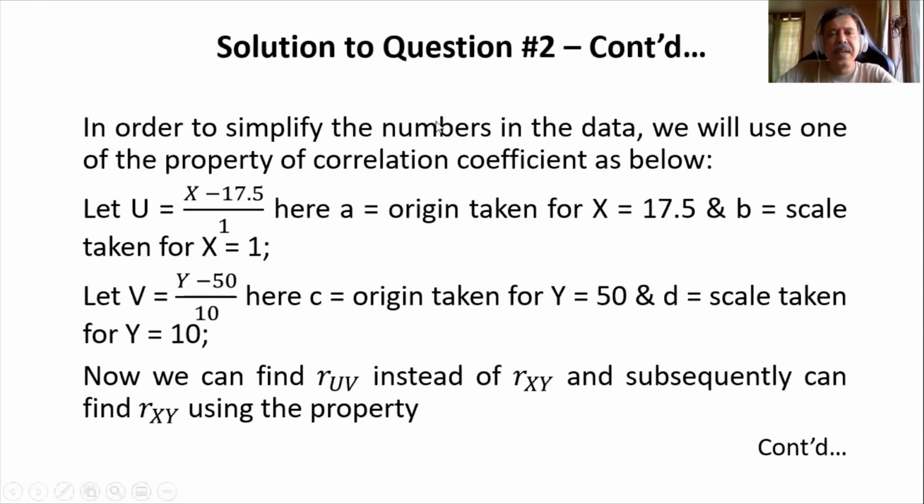In order to simplify the numbers in the data, we will use one of the properties of correlation coefficient as below. Means we are bringing in a new variable u, which is x minus 17.5 by 1. Here the origin is considered to be 17.5, scale is considered to be 1. Similarly for v, origin is considered to be 50 and scale is considered to be 10. Now we can find the correlation between u and v instead of x and y, and then subsequently we can find the correlation between x and y.